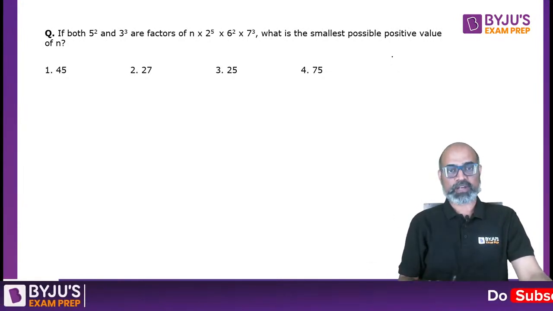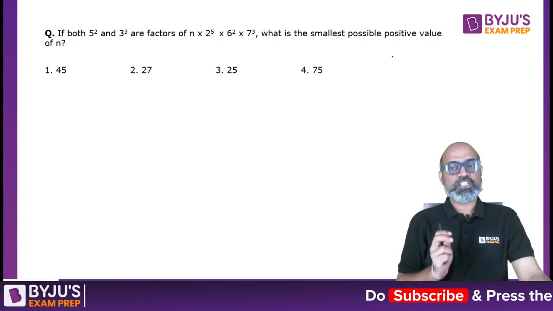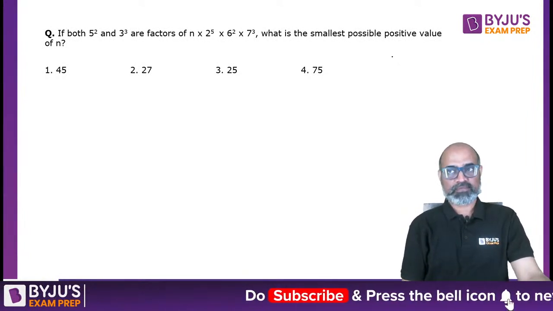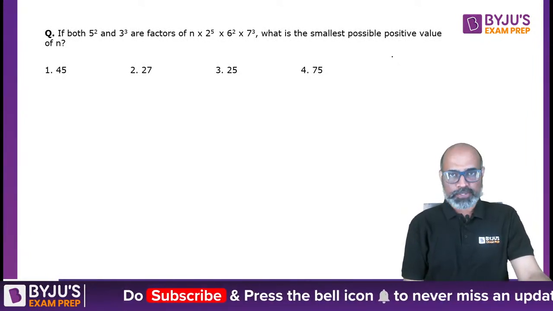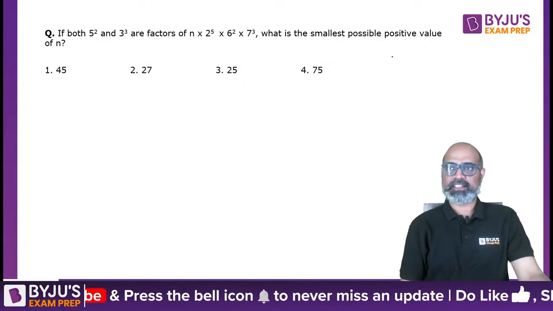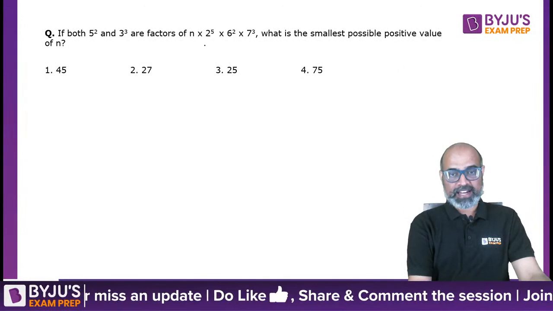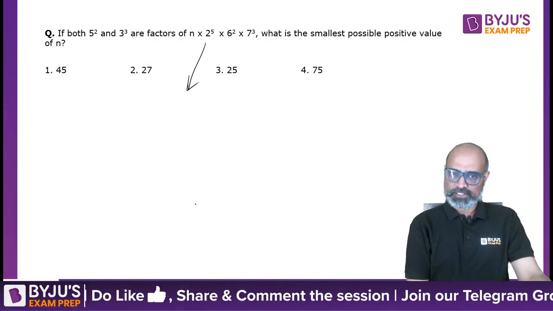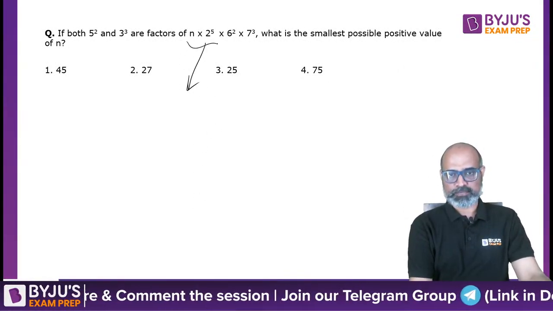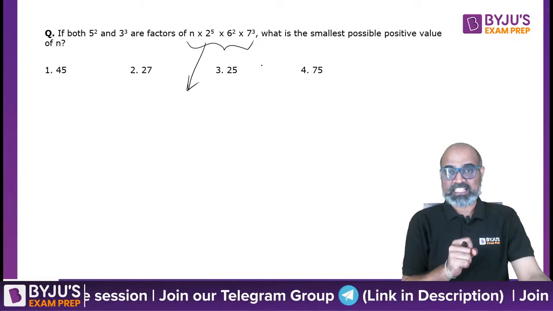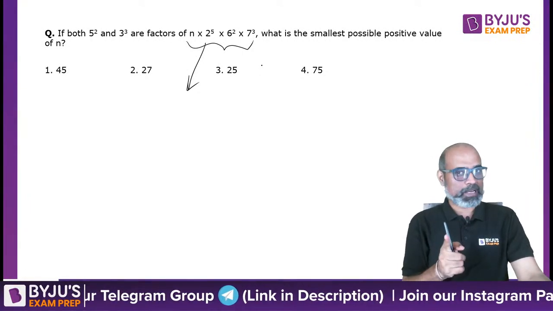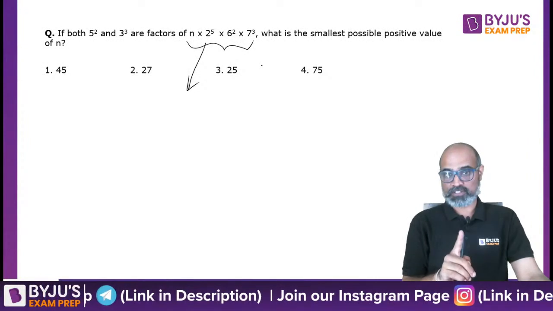Okay, the next one. If both 5 square and 3 cube are factors of n into 2 to the power 5 into 6 square into 7 cube, then what is the smallest possible value of n? This is a question related to the numbers topic, right? Where we have to find whether a number is a factor of some other number or not. So for that, let's rearrange this term and prime factorize it properly, because 6 is not a prime number. 2 and 7 are, 6 is not.